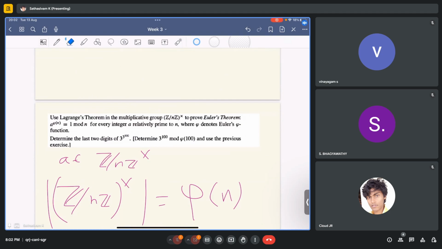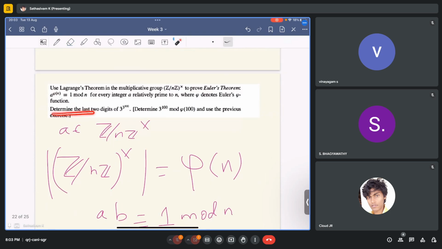Let us come to the last part of today. What we want to do is determine the last two digits of 3 to the power 3 to the power 100. You can easily see that this is a hard problem, because 3 to the power 100 is so large, and then you have to multiply 3 that many times. By brute force you cannot do that. So there has to be a clever trick, and that is what we are going to use.